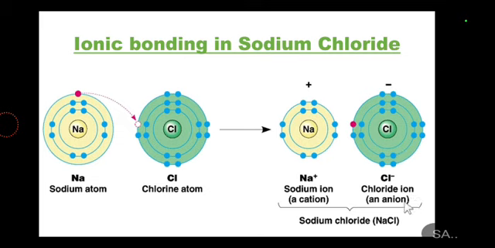Since the anion is a negatively charged ion, it will move towards the anode. That's why it is named so, anion. And this is how sodium chloride develops the ionic bonding in it. So sodium chloride is an ionic compound.